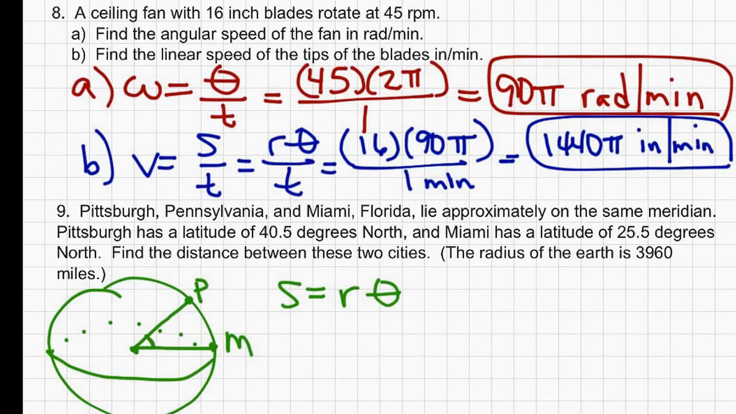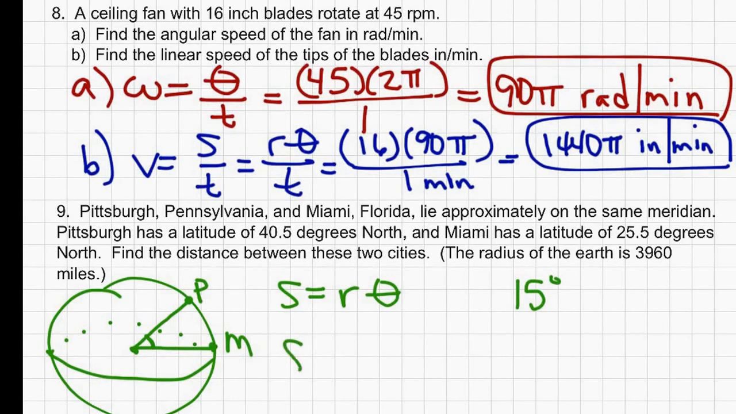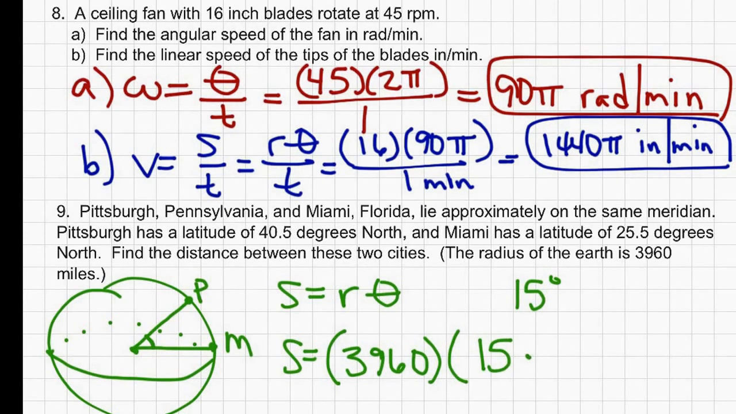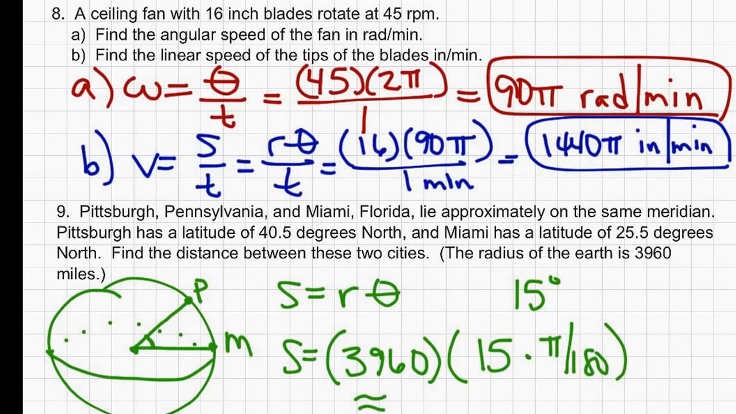Well, this angle here is going to be the difference between 40.5 and 25.5 degrees. That's going to be 15 degrees. But then we have to change that back into radians. Now, you don't actually have to change it into radians before you plug it in. You can just take the 15 degrees and multiply by pi over 180 to change it to radians, and then shove that all in your calculator in one full swoop. You'll find out that the distance between Pittsburgh and Miami is approximately 1,037 miles.